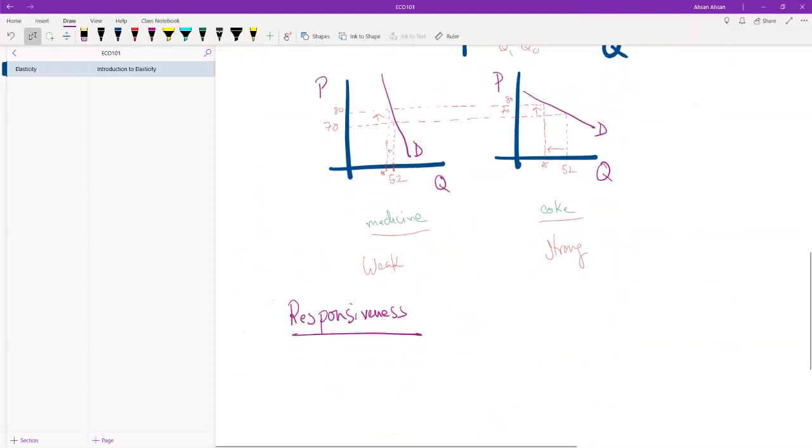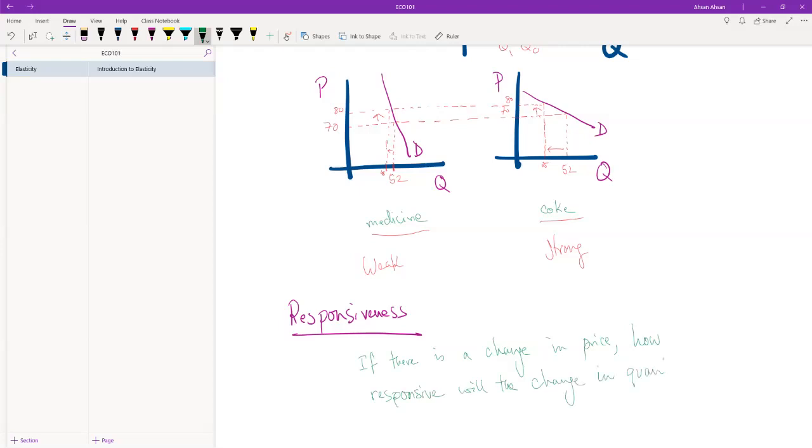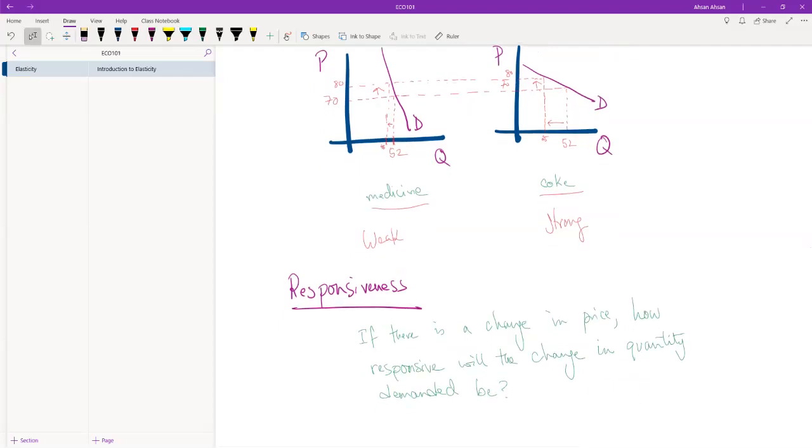So basically this refers to, let me just write this down actually, I think that will be better. If there is a change in price, how responsive will the change in quantity demanded be? So by responsiveness, hopefully you all understand what I'm talking about now.